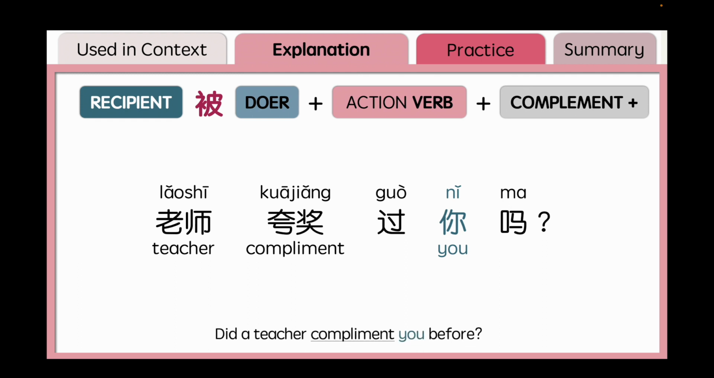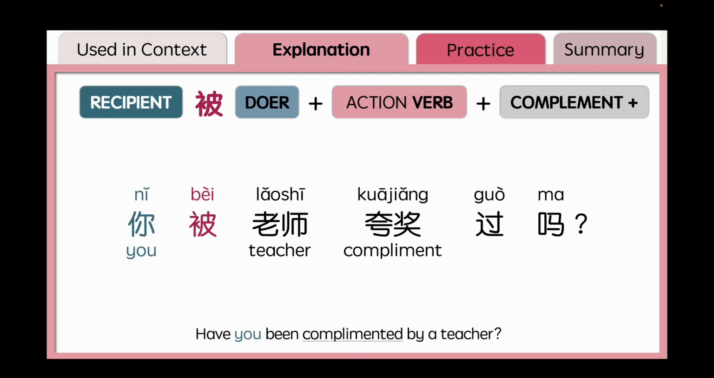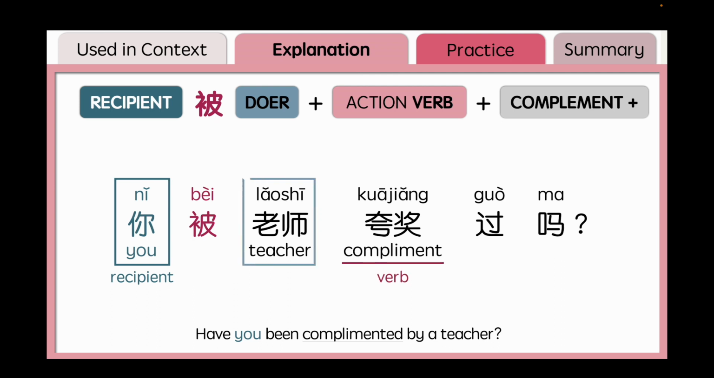老师夸奖过你吗 Did the teacher compliment you before? 你被老师夸奖过吗 Have you been complimented by a teacher? The recipient of the action 你 was complimented by the doer of the action 老师 in this sentence. Again, you cannot leave the action verb hanging at the end. In this example, you have the aspect particle 过 to indicate past experience.